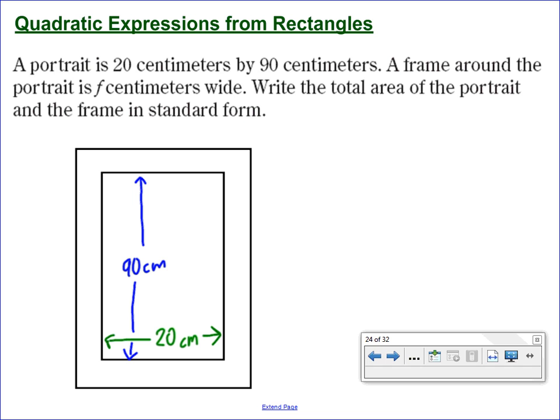So I'm not going to put in 3 or 4.5. I'm going to put in f. Where would that go? Well, it would go right here. Right? But it would also go right here. And right here. And right here.